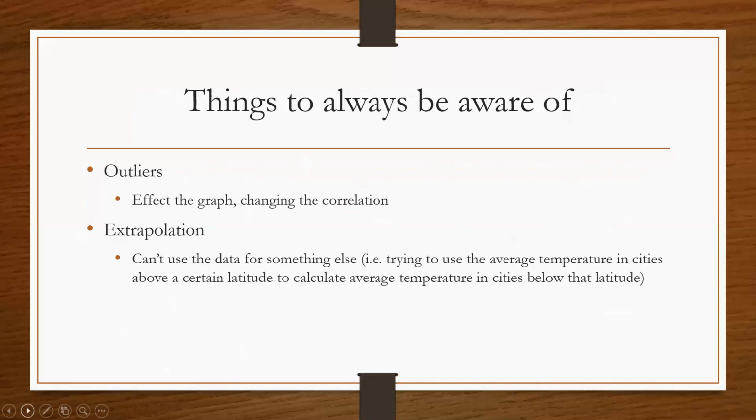So just stuff to always be aware of. Outliers can change the correlation. They heavily affect the graph, so just be careful. And extrapolation: you can't use the data for something else. If you create data going from a certain latitude in the US, say from Philadelphia up to New York, and you're getting the average temperature for cities in that range, you can't use that for a city of a different latitude. You can't really use that for something like down in Miami because it won't fit the data.